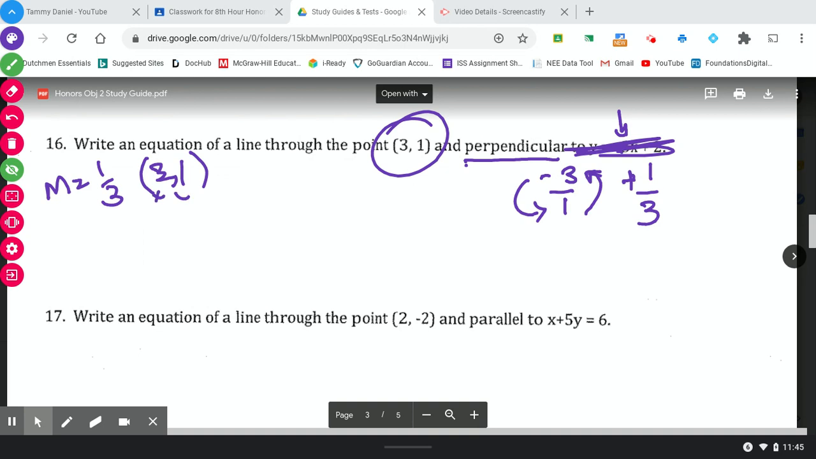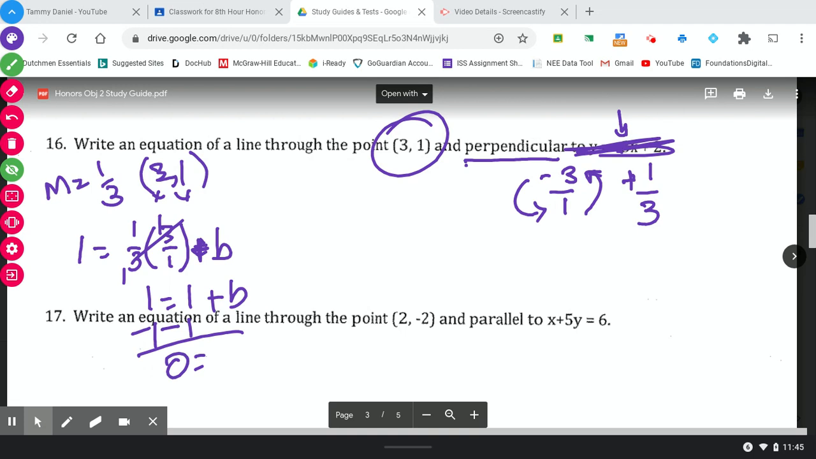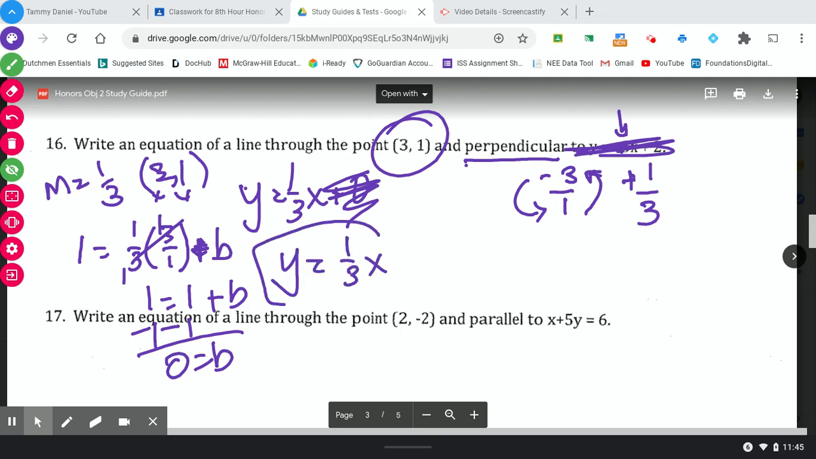So now we just use this point, which is 3, 1, and 1/3 is our slope. We plug this in as x and y. So we have 1 equals 1/3 times 3/1 plus b. So the 3's cancel, becomes 1/1. So 1 equals 1 plus b. Subtract 1 from both sides and you get 0 as b. So your y equals 1/3 x plus 0. Do I need to put that 0 in there? No, I do not. So actually, it is 1/3 x is your equation.